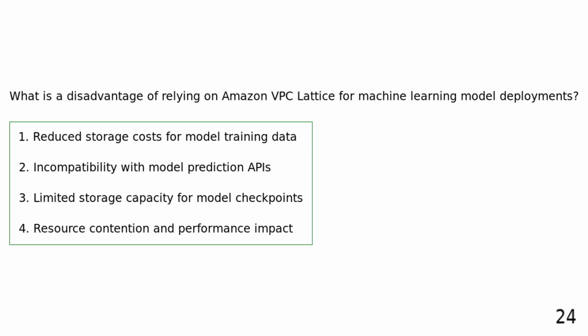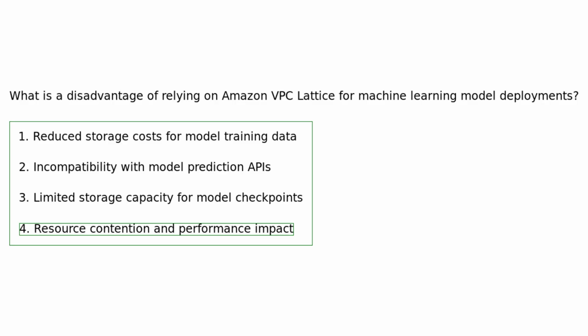What is a disadvantage of relying on Amazon VPC Lattice for machine learning model deployments? Reduce storage costs for model training data. Incompatibility with model prediction APIs. Limited storage capacity for model checkpoints. Resource contention and performance impact. A disadvantage of relying on Amazon VPC Lattice for machine learning model deployments is the potential for resource contention and performance impact, which may affect the real-time prediction capabilities and training performance of the machine learning models.